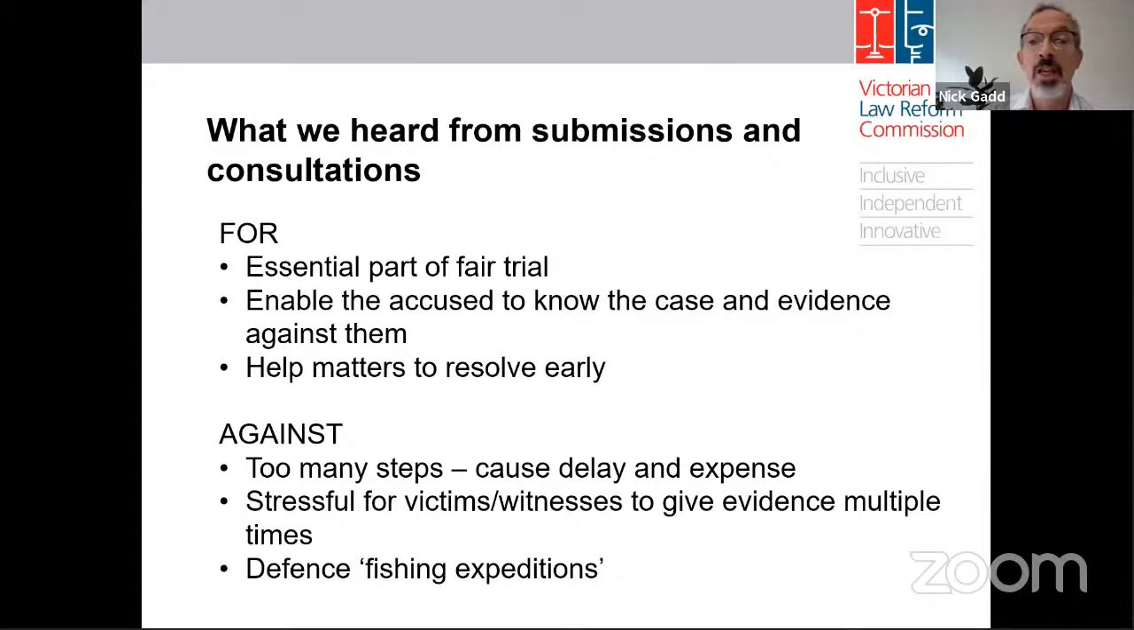On the other hand, other people said, no, look, this process is too long. It's too complicated. There are too many hearings. It's distressing. It's stressful for everybody. Victims and witnesses have to give evidence multiple times. And a lot of the time, the defense is just trying to probe, trying to go on what's called a fishing expedition, trying to find a hole in the story, trying to find something which will stop the case going to trial when actually there's not a good reason for it. And all of this, of course, is expensive. It takes ages and it's expensive. So those are some of the reasons why people said, no, we need to either abolish or at least reform this system.